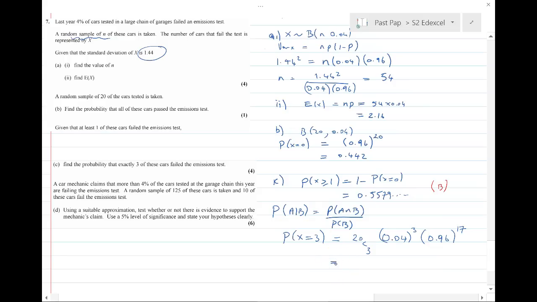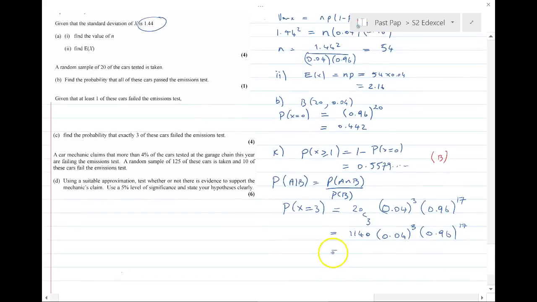That equals, let's work out 20C3. 20C3 is 1140 times that, which is 0.96 to the power of 17. That equals 0.03644 and so on. I've stored that number on my calculator as well.